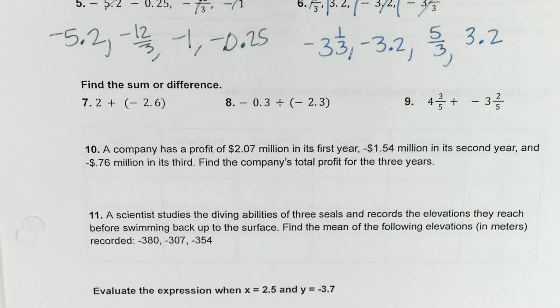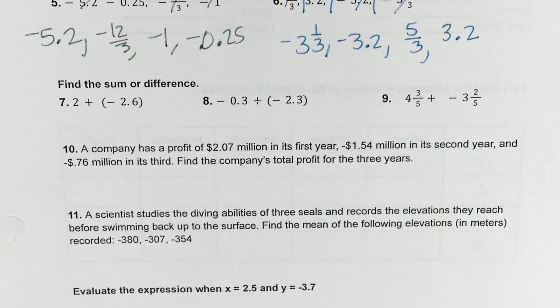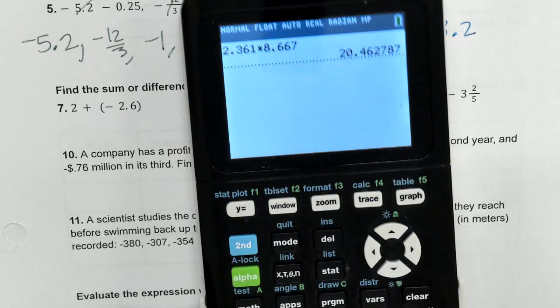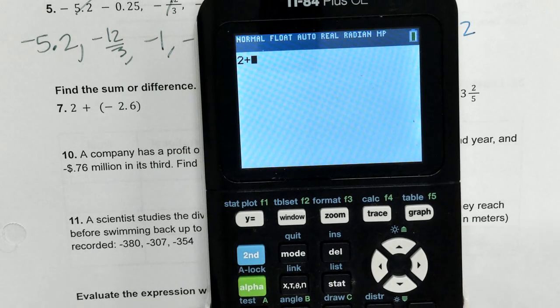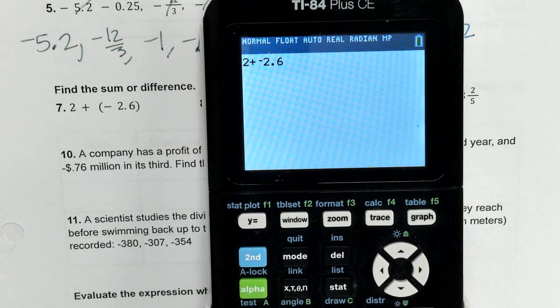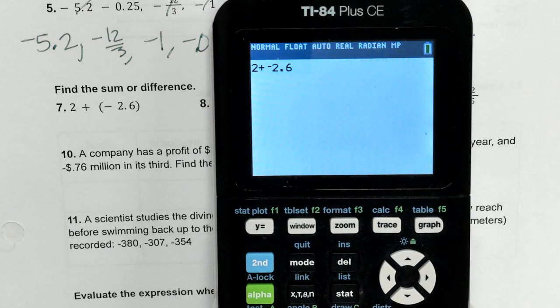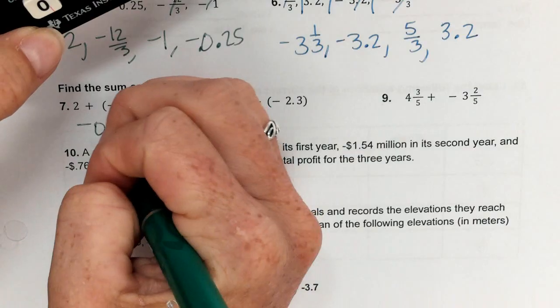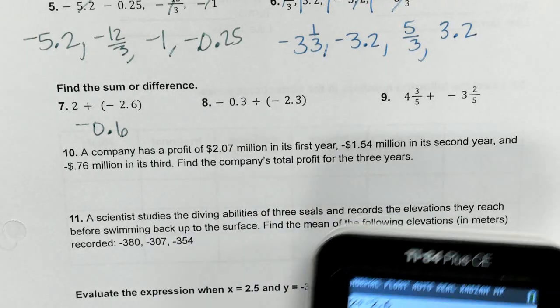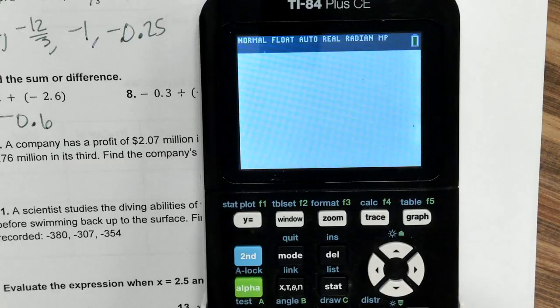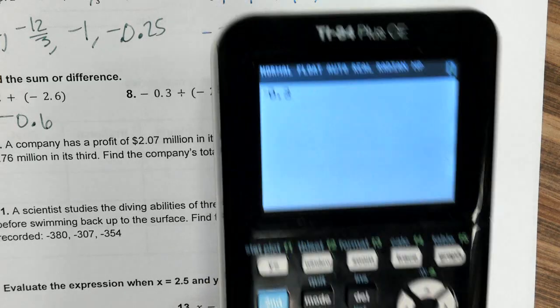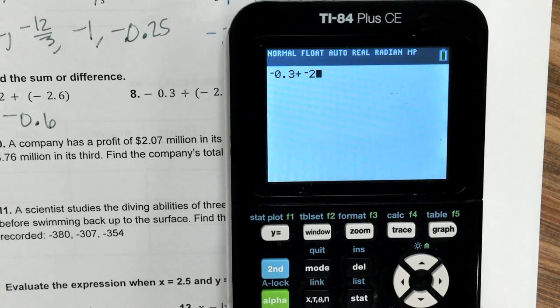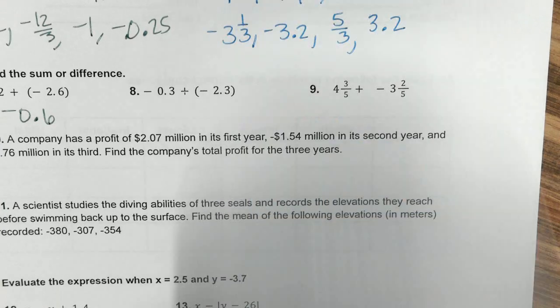All right, moving on. Find the sum or the difference. On these, you're simply going to type them in your calculator. So the first one, I have 2 plus negative 2.6. No, I do not need the parentheses, but yes, you can put it in if you want to. So negative 0.6. Okay, the next one, I have negative 0.3 plus negative 2.3. And I have negative 2.6.